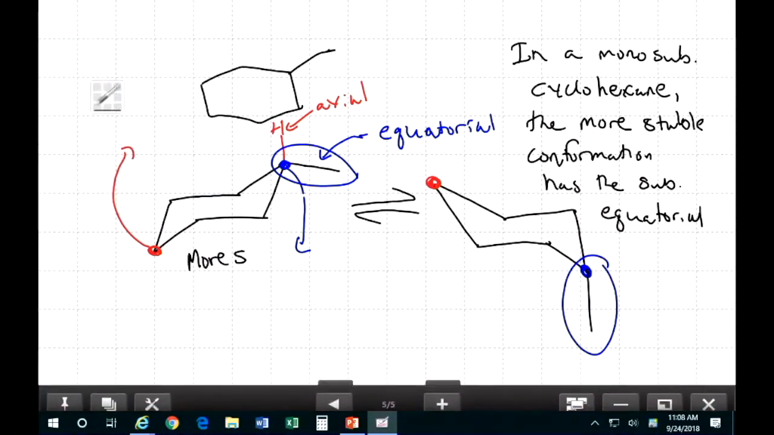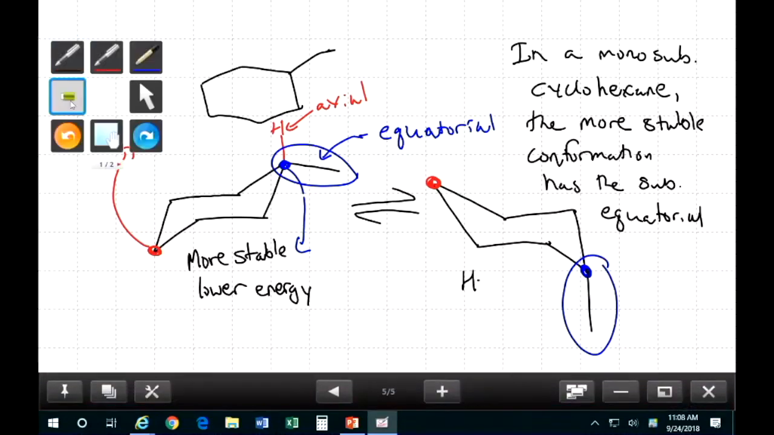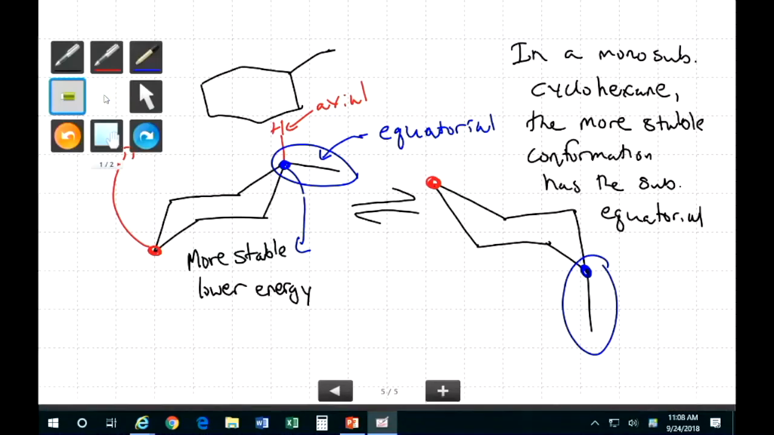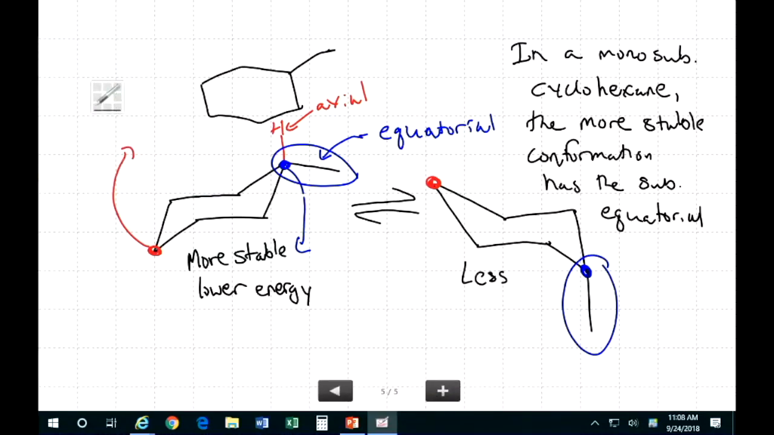It's going to be more stable, lower in energy, and this one's going to be, I might have to keep these in the right order, this one's going to be less stable, and it's going to be higher in energy.